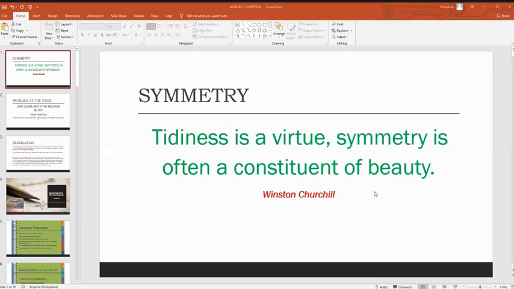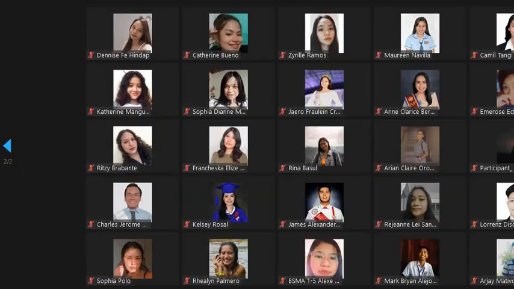Before we continue with the next group, we can say tidiness is a virtue. Symmetry is often a constituent of beauty. Right? Of course, beauty is in the eye of the beholder. But when you speak of beauty, especially if we discuss the golden ratio, one requirement for something to be beautiful is what we call symmetry. So thank you, first group.